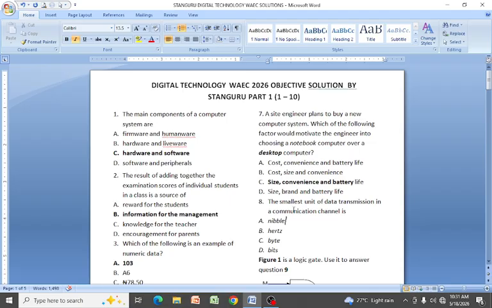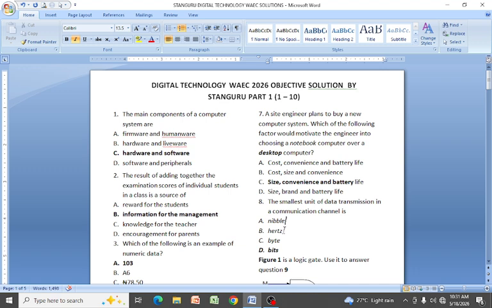Number 8. The smallest unit of data transmission in a communication channel is what? A, nibble, B, hash, C, byte, D, bit. The correct answer is bit, a binary digit. It is the smallest unit, 0 or 1. I can never choose nibble because there are 4 bits in a nibble. So a bit is smaller than a nibble.